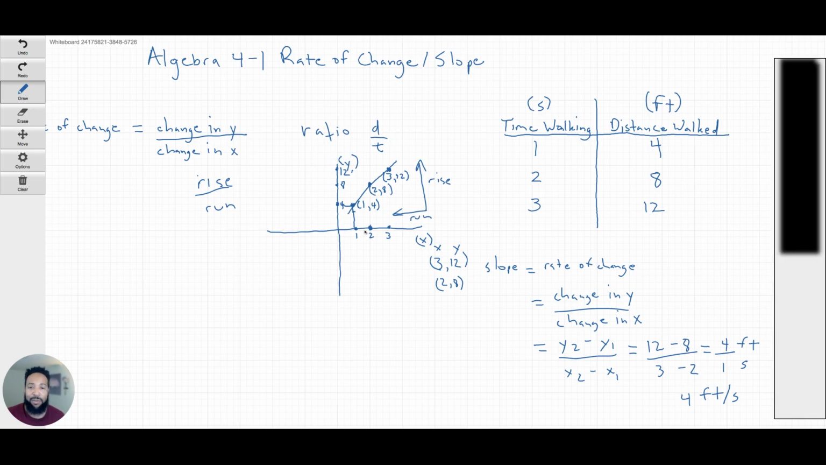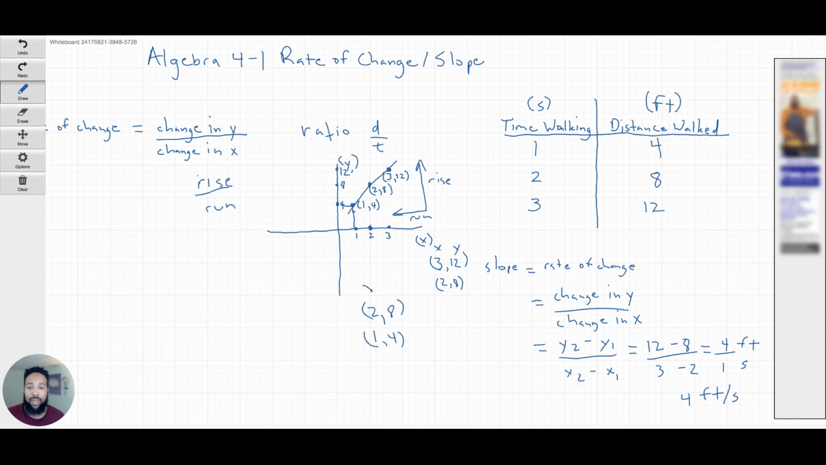Now, let's try some other numbers. We have 2 and 8. Remember, these are on the same line. So 2 and 8, 1 and 4. Remember, we have x and y. Remember, I said the slope is change in y over change in x. So let's do 8 minus 4 over 2 minus 1. 8 minus 4 is 4. 2 minus 1 is 1. Here we have the same answer, 4 feet per second. See how that works? I hope that helps.